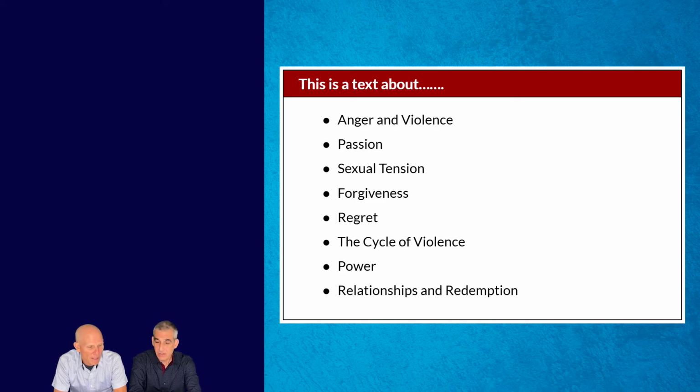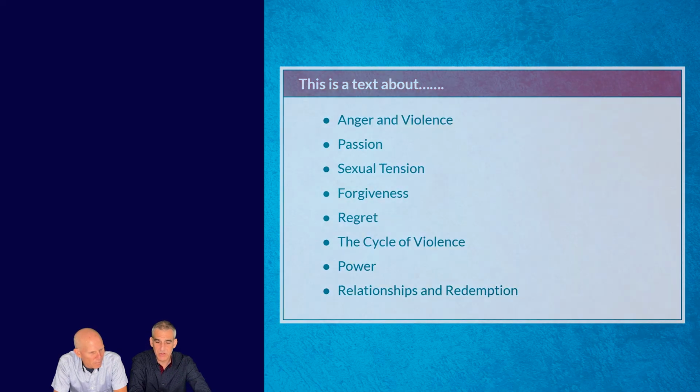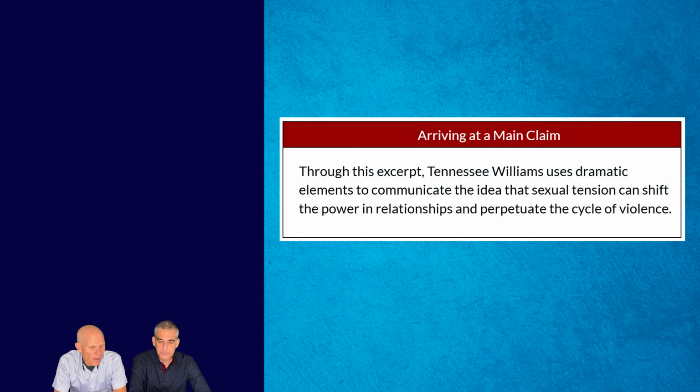Yeah, great. Okay, can we use some of those key words now that we've just listed and arrive at a main claim, Mr. Giles? If we had to write our thesis statement, what could we come up with using those words? Okay, here's what we came up with. Through this excerpt, Tennessee Williams uses dramatic elements to communicate the idea that sexual tension can shift the power in relationships and perpetuate the cycle of violence. Really clear main claim, Mr. Giles. I think if Tennessee Williams were sitting here whispering in our ears, he'd say the same thing. The key words that have come out are sexual tension, power, relationships, and cycle of violence.